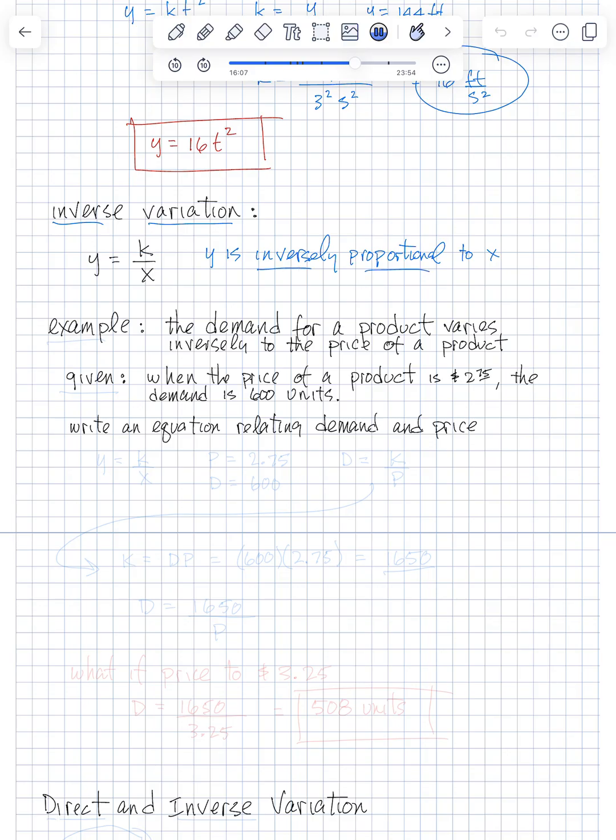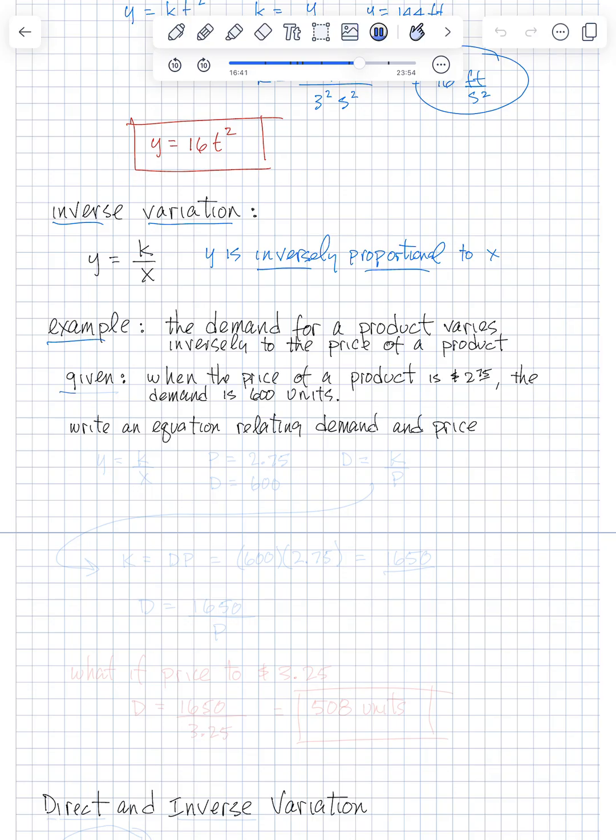Okay, here's an example of inversely proportional. We know that the demand for a product varies inversely to the price of the product. So typically when the price goes way up, the demand goes way down. This usually is normal for most products. I would say some Apple products are probably immune to this because people will pay whatever it takes to get the new Apple device. But for most things, this holds true.